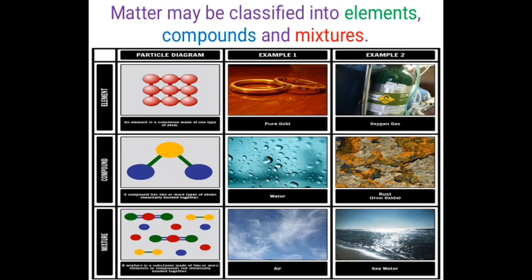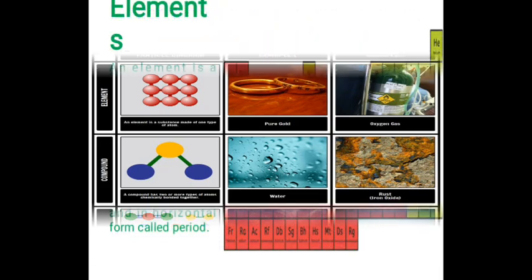A compound has two or more types of atoms chemically bonded together. Look at the arrangement. Examples: water, rust as in iron rust. Mixture. A mixture is a substance which is made up of two or more elements chemically combined together. Example A and C water.